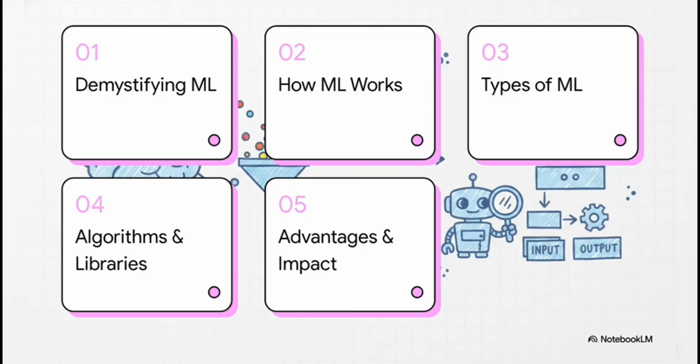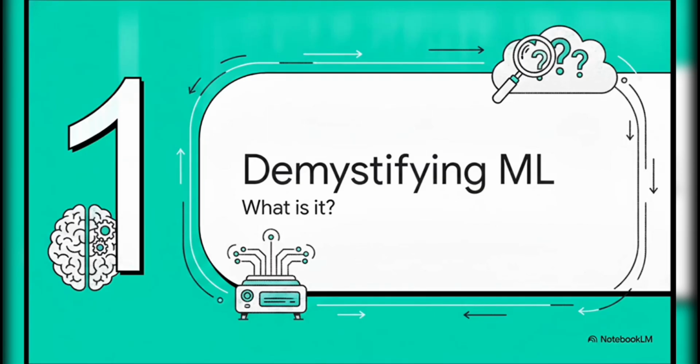Okay, let's dive into this roadmap for today. We're covering 5 key areas. First, demystifying machine learning. Second, how machine learning works. Third, types of machine learning. Fourth, algorithms and Python libraries. And finally, number 5, advantages, challenges, and impact. Let's jump right in. All right, kicking things off with Section 1, demystifying machine learning.